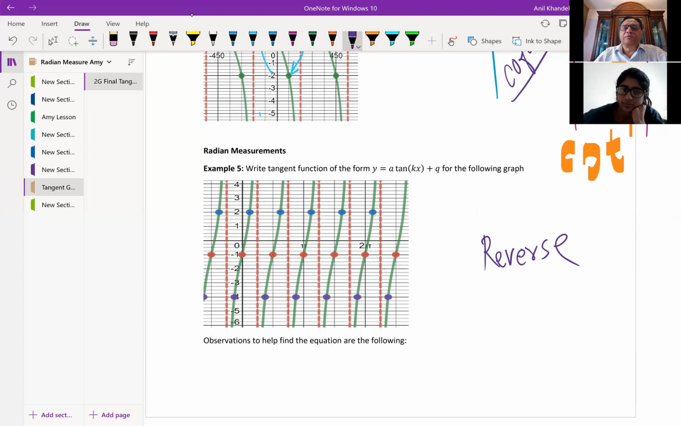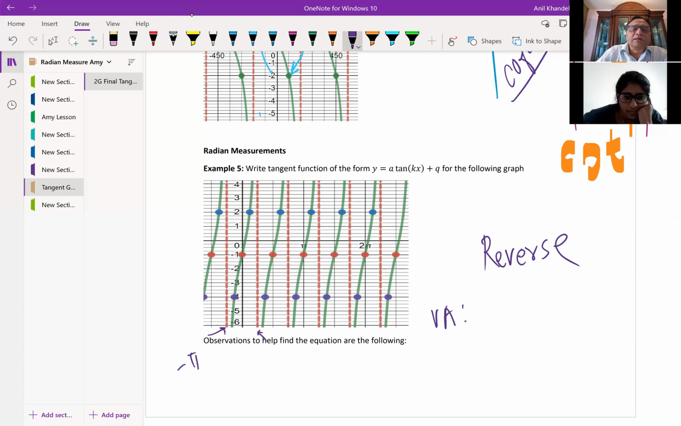So the first thing is the frame. Vertical asymptotes: where are the vertical asymptotes? Go to 0, the initial value. These are the two vertical asymptotes, correct? So 90 and minus 90. Have they shifted? Pi is 180, so no.